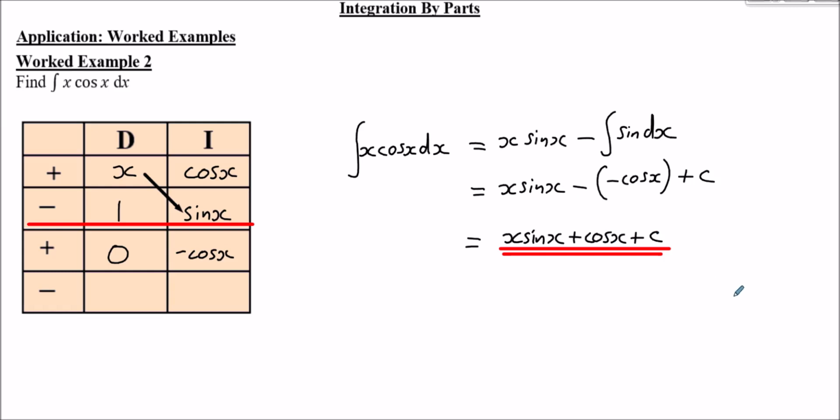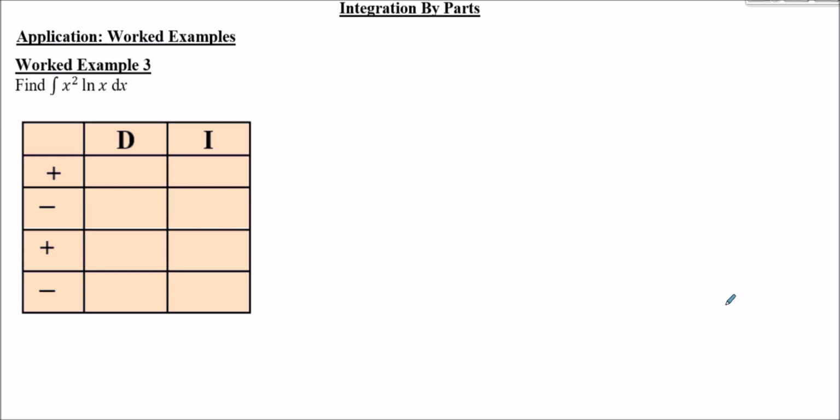I'm hoping now it's slowly starting to click. Let's have a look at a third example. The integral of x squared ln x dx. Again, what do we put first? Think about that LIATE acronym. So logs, L comes first, therefore we put D as ln x. Because A comes after L in the LIATE expression, I'm going to put x squared in the integral column. So I need to differentiate ln x, which gives me 1 over x, and then I need to integrate x squared. X squared obviously integrates to 1/3 x cubed.